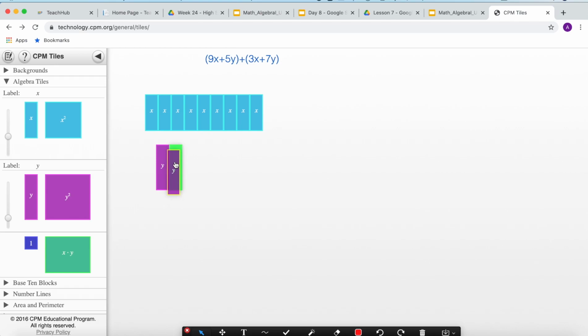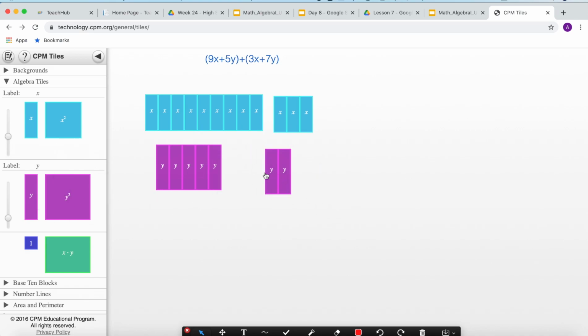Again, a simple, basic problem. And then we're adding 3x and 7y to it. So we could simply put the 3x's over here, or we can separate it, just so students can see the different expressions. Let's put this over here. And then 7y.